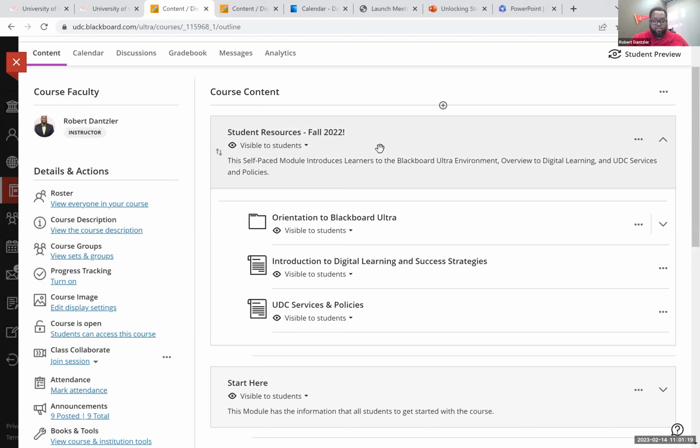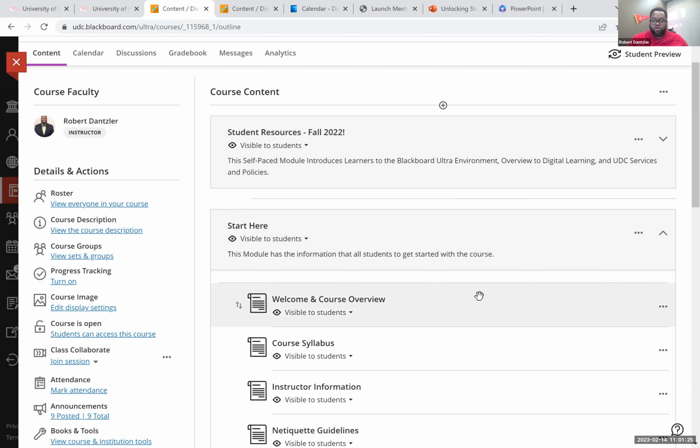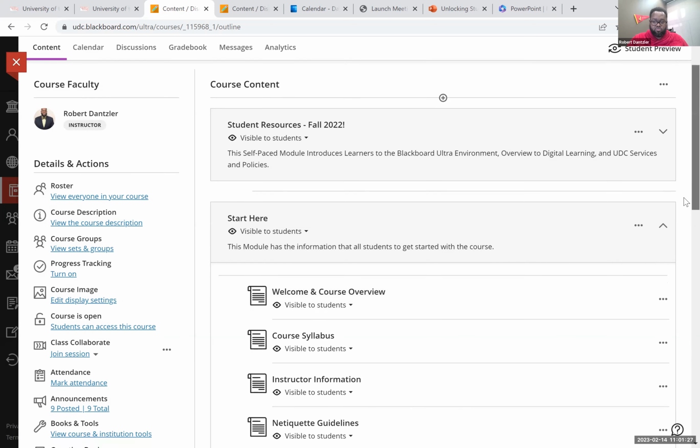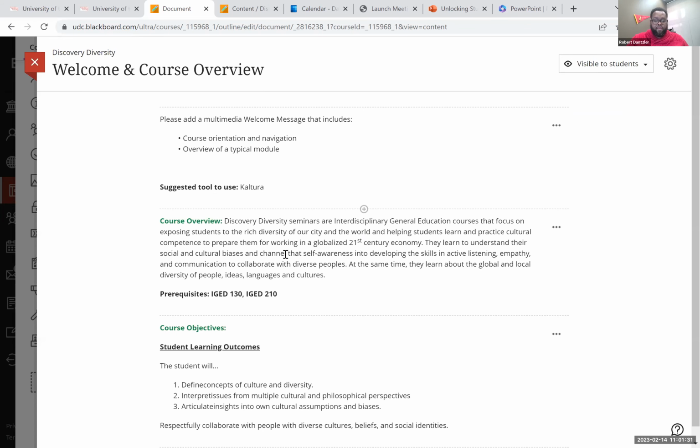So that's that part. But this is where I get into it, where it says start here. When you click on start here, you start off with welcome and the course overview. Under here, this is where I will put the course description, even though it's in the syllabus.